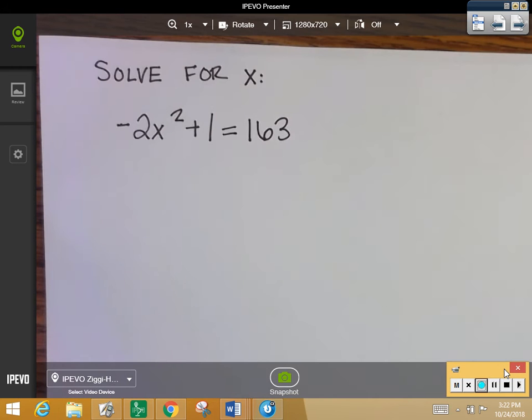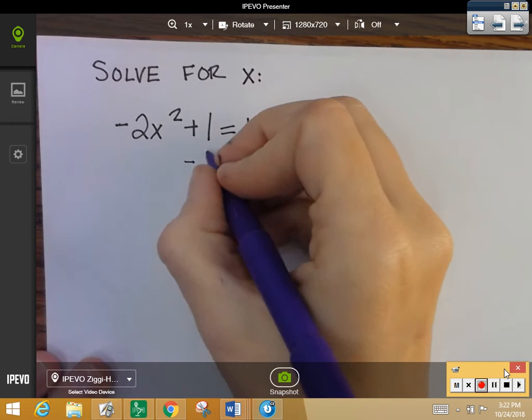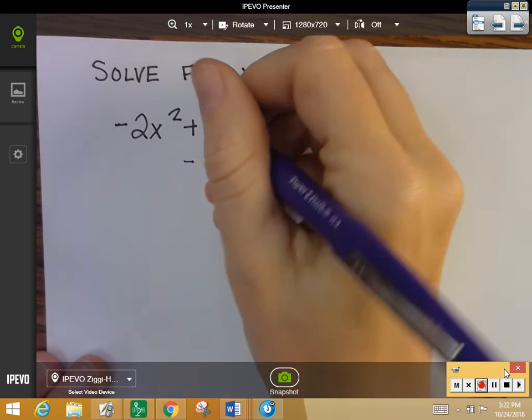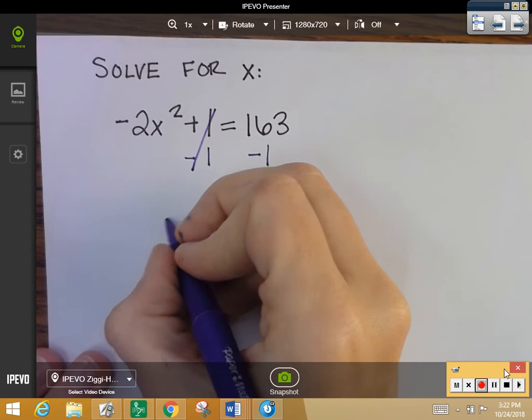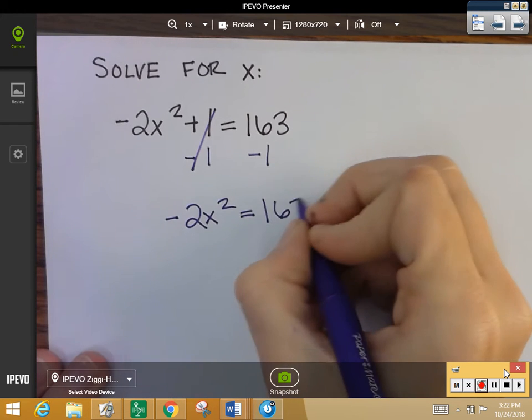Alright guys, so today we're going to solve this quadratic equation for x. So the first thing we're going to do is use inverse operations to get rid of this one. So the opposite of adding one is subtracting one. So whatever we do on one side of the equal sign, we've got to do on the other. So this gives me negative 2x squared equals 162.